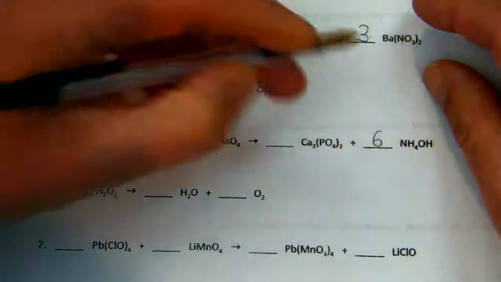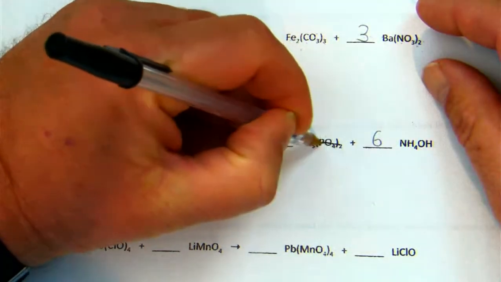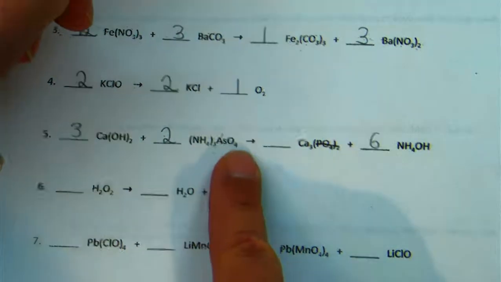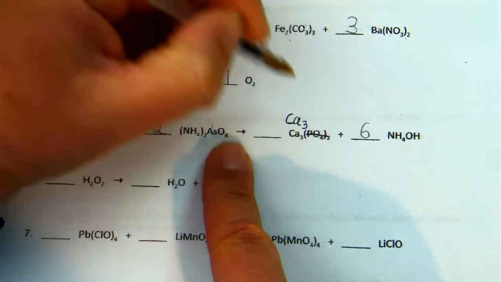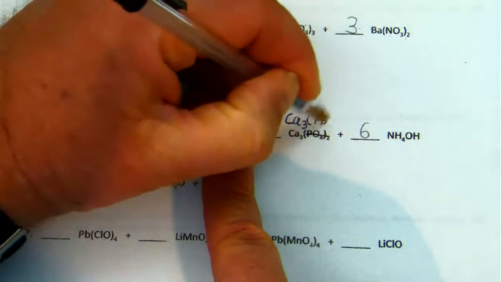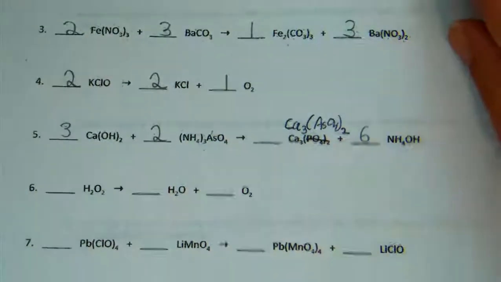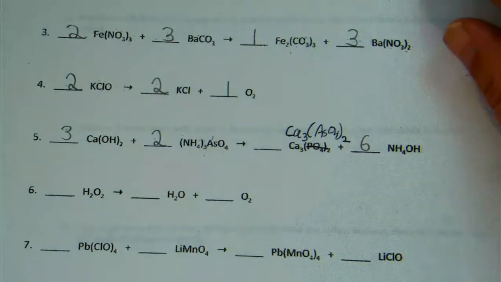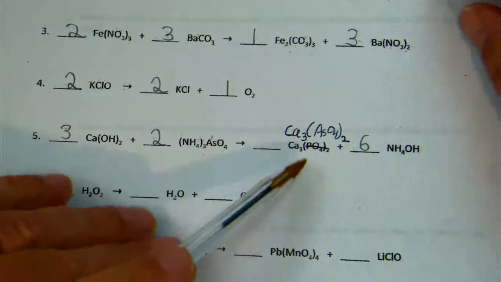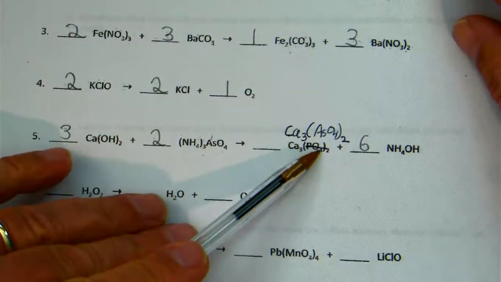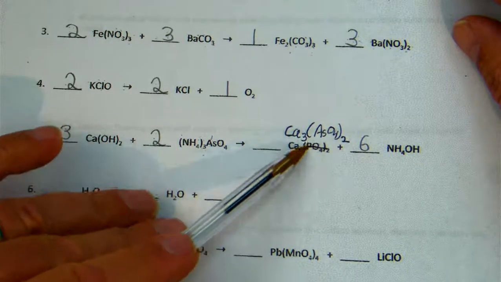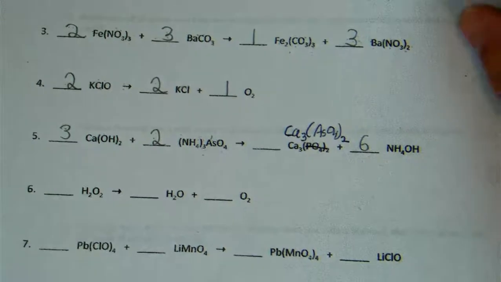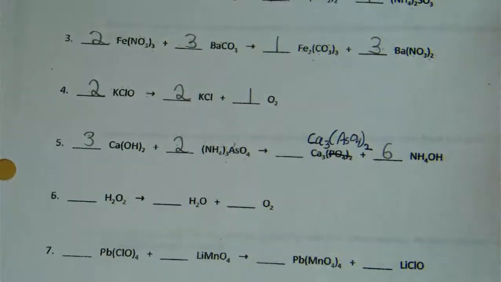So arsenate is AsO4 with a 3 minus charge. I need to correct this typographical error. Arsenate with a 3 minus charge, so it's going to be calcium subscript 3, open parentheses, AsO4, close parentheses, subscript 2. So it's strictly a typographical error. Someone wrote PO4 instead of writing AsO4. So the letter P, replace it with the element symbol As, and the typographical error becomes corrected.